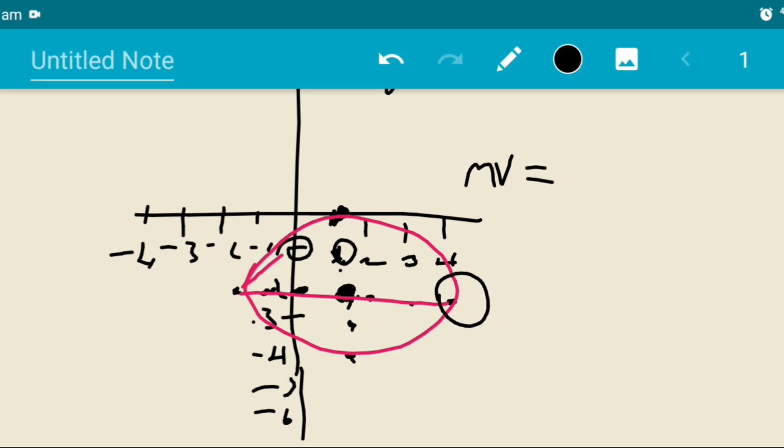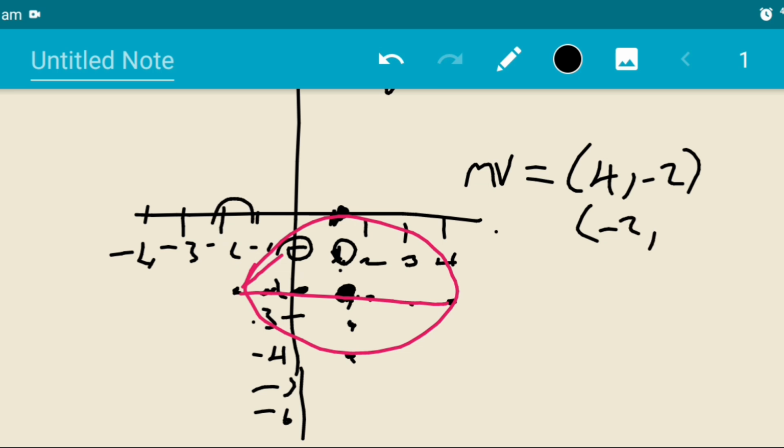This is found at the point x of 4 and y of negative 2, right here where they meet. So the major vertices would be 4 comma negative 2, and this other end here, the vertex where that point is located, would be negative 2 comma negative 2.